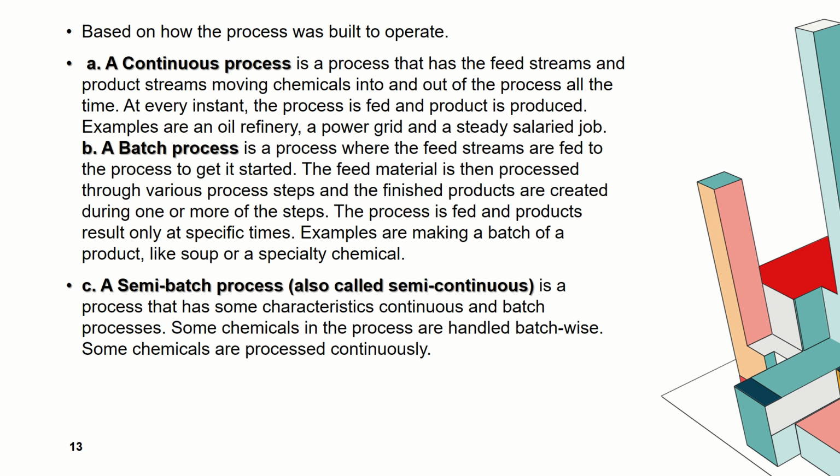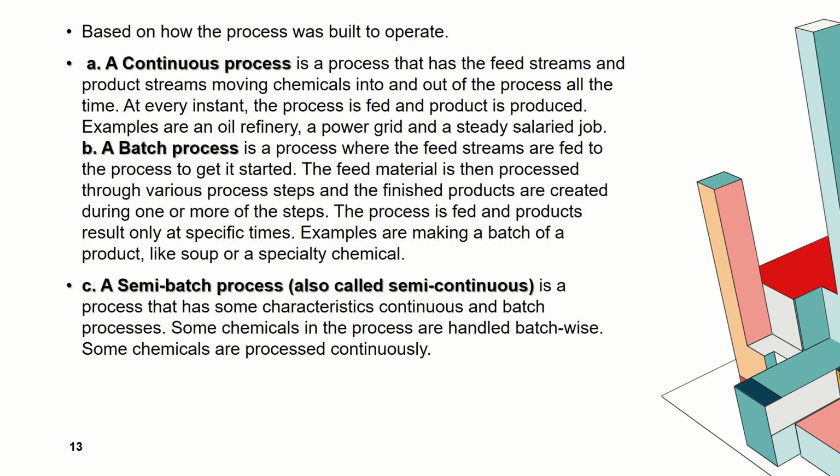So we are moving on to the next. The ones that are classified based on how they are built to operate. So the first one is a continuous process. This is one that has feed streams and product streams moving chemicals into and out of the process all of the time. At every instant, the process is fed and product is produced. Examples are an oil refinery, a power grid, and a steady salary job.